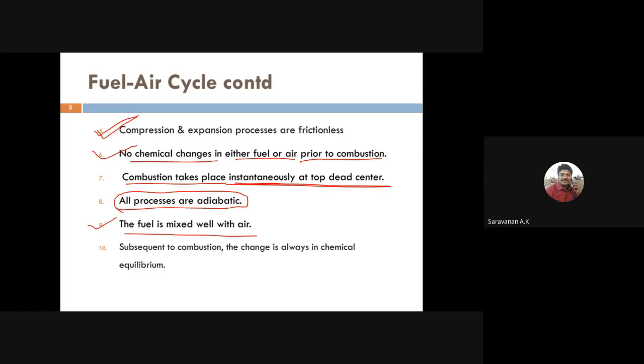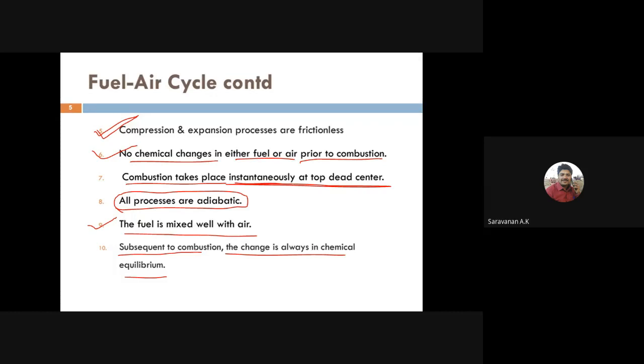Then the subsequent combustion changes are always in chemical equilibrium. So these are the assumptions, right? One is that the compression as well as the expansion process, the work in and work out, are frictionless processes. And there is no chemical change up to the period of the combustion. Before the combustion, there is no chemical change in the air fuel mixture.